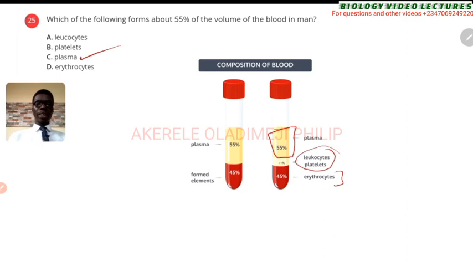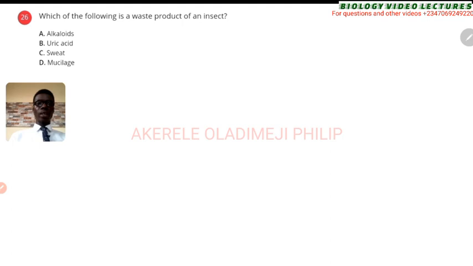Which of the following is a waste product of an insect? Insects really had to overcome water shortage, so they remove their waste product in the form of uric acid. Uric acid. All right.